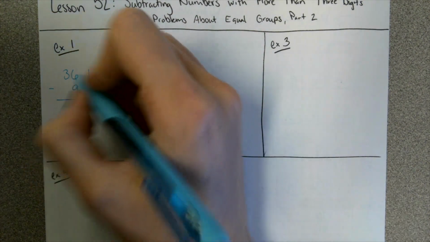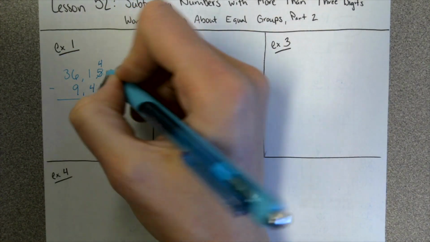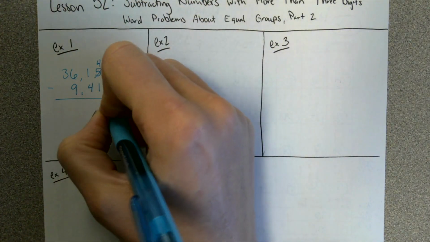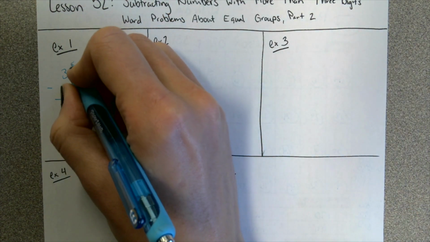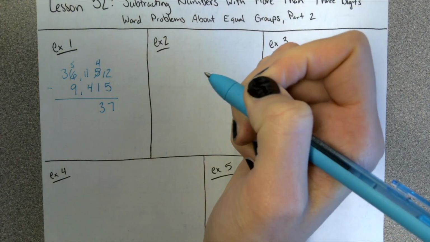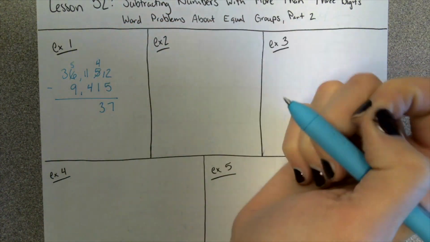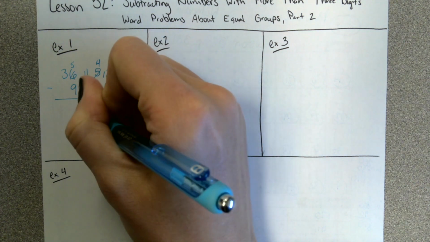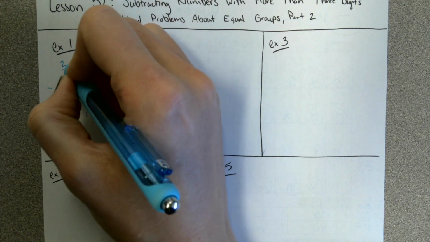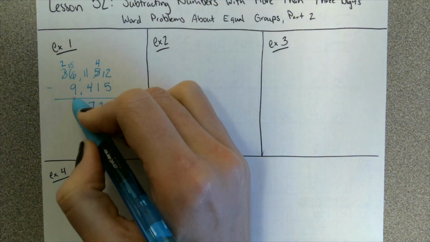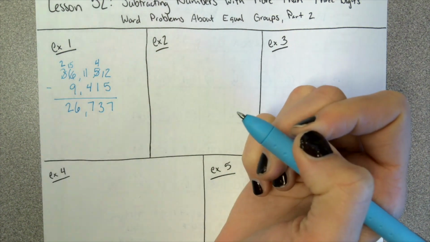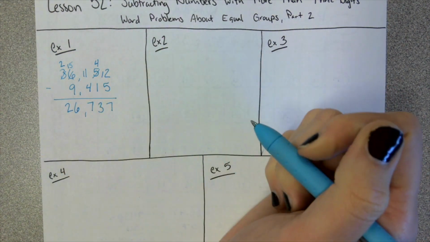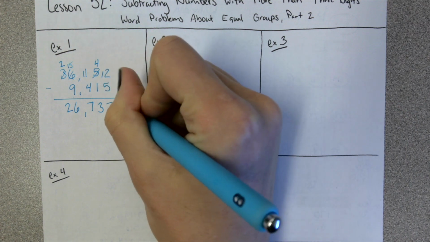2 minus 5, can't do that. Cross out the 5, make it a 4, change it to 12. 12 minus 5 is 7. 4 minus 1 is 3. 1 minus 4, can't do that. Cross out the 6, make it a 5, change the 1 into 11. 11 minus 4 is 7. 9 minus 5, can't do that. Cross out the 3, make it a 2, change 5 into 15. 15 minus 9 is 6. 2 minus nothing is 2. So we get 26,737 tickets. Don't forget your label.